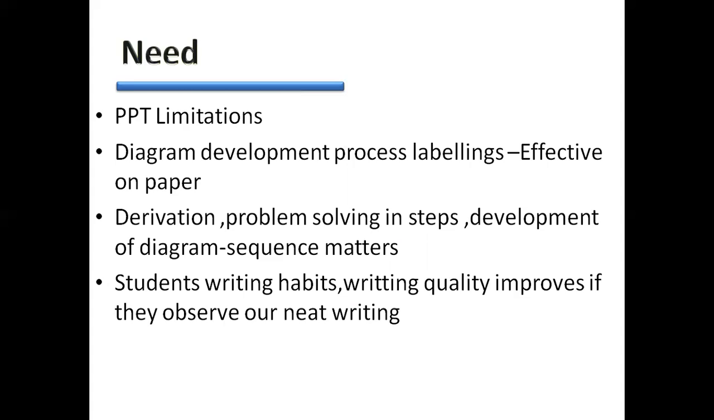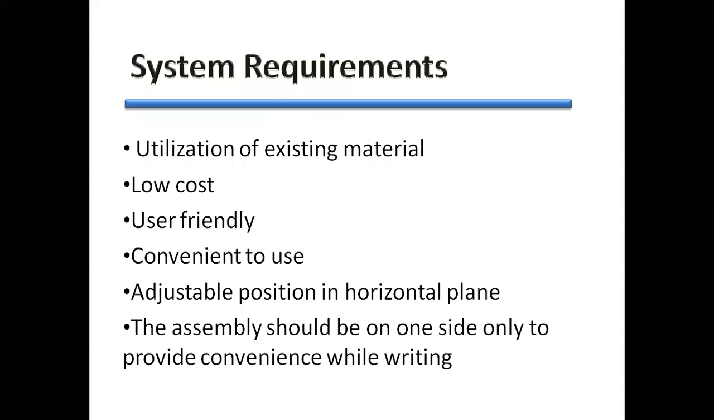System requirements, the utilization of existing material, whatever is available, it has to be fabricated from that. Cost should be low, user friendly, convenient to use. The position should be adjustable in horizontal plane, and the assembly should be on one side. So preferably on left side, the assembly has to be there. On the right hand side, we get ample space which is free for writing.